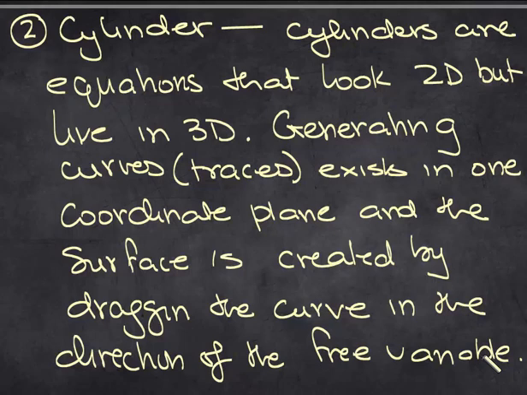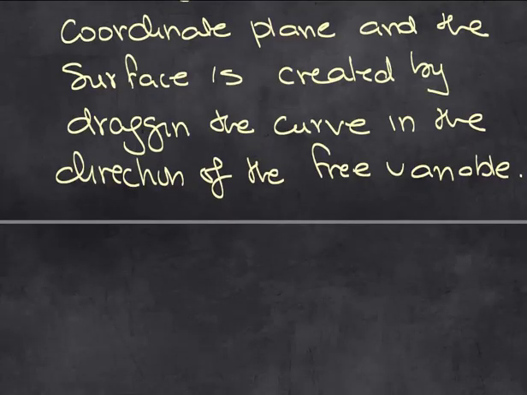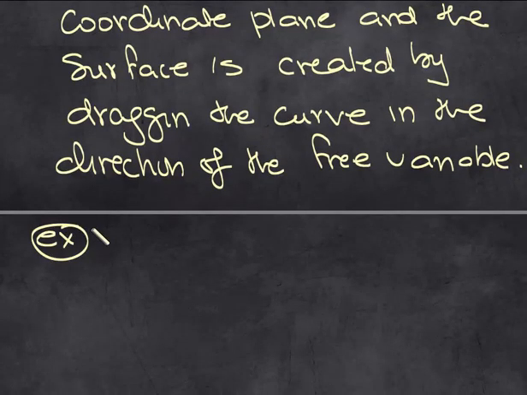Basically, you have a curve that is missing one variable. Do you guys follow? So you start with this trace. Once you have that trace, you just extend it in both directions, in the direction of the missing variable. For example, let's say I give you z is equal to y squared. As soon as you see a variable missing, you know it's a cylinder. Is that okay? So in this case, we know this is a cylinder.